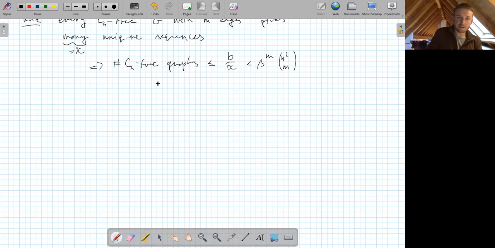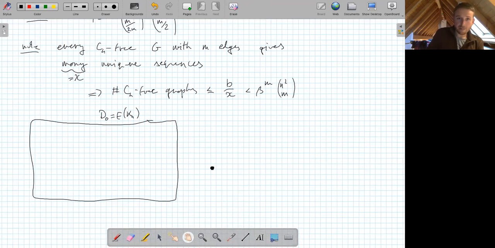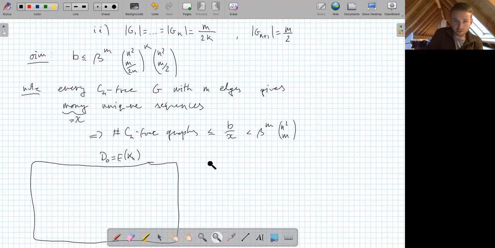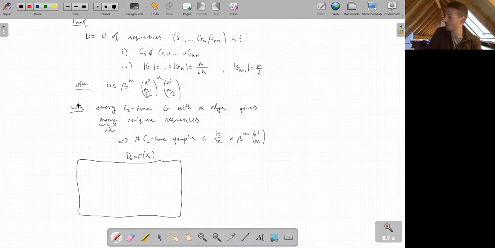So we start with the set D naught being just the edge set of the complete graph. Now let's zoom out a bit. Well, let's look at G1. So G1 lives somewhere here. This is G1. From now on, this whole set is a set of edges, not the set of vertices.